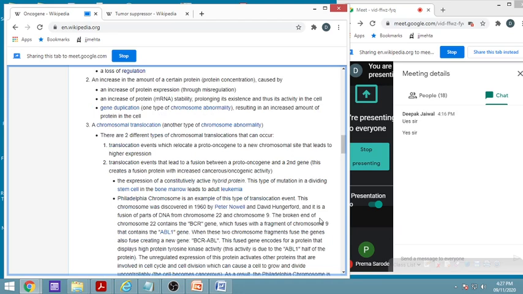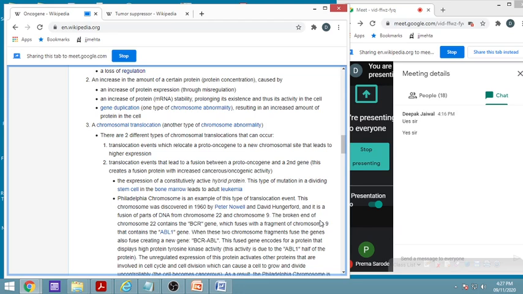Then the second thing is there can be an increase in the amount of certain proteins, that is, an increase in protein concentration, caused by increased protein expression through misregulation, or an increase in mRNA stability. So it will prolong the existence. We know that after the work is done, we have enzymes which cause lysis of this RNA, but if this enzyme is not properly produced, then this mRNA will stay for a longer period. So instead of one cycle of protein synthesis, it may go for more than one cycle. So more proteins will be synthesized, and this will lead to one activity after another.